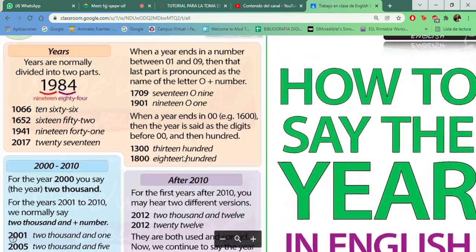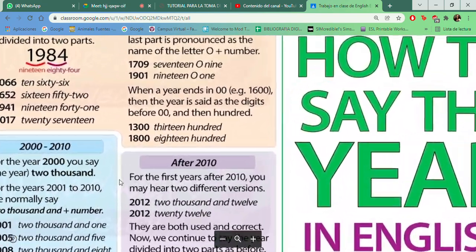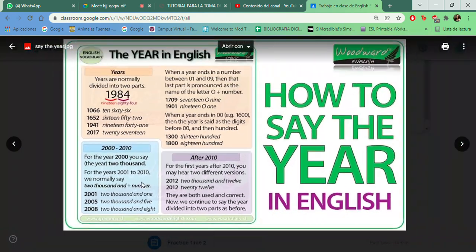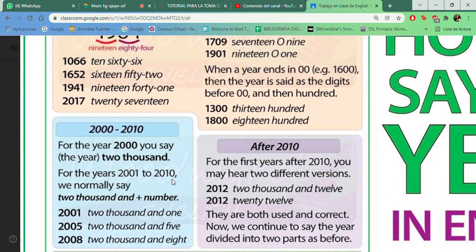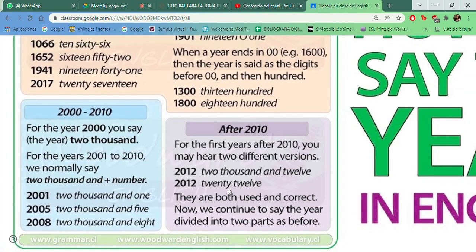Here I can zoom it now. Good. Well, then we have 2010, and then you can say 2011 or maybe 2011 or 2012, right? 2012 or 2012.